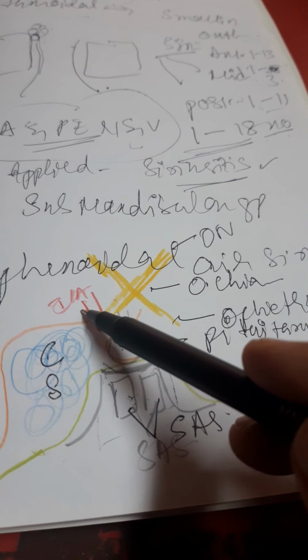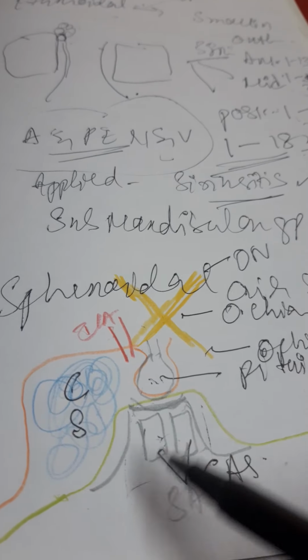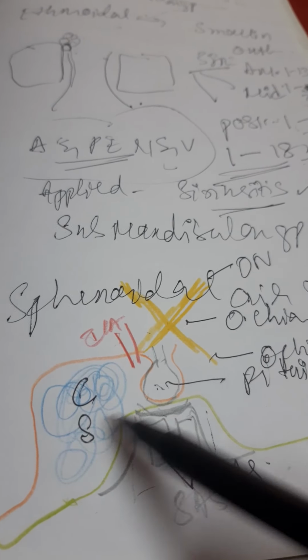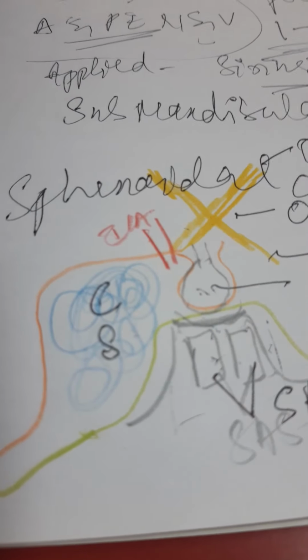It is also seen in relation with the internal carotid artery, and then the optic nerve, chiasma, and then the optic tract. Laterally the sphenoidal air sinus is related to the cavernous sinus, and below it will be related to the roof of the pharynx. So these are the relations of the sphenoidal air sinus.